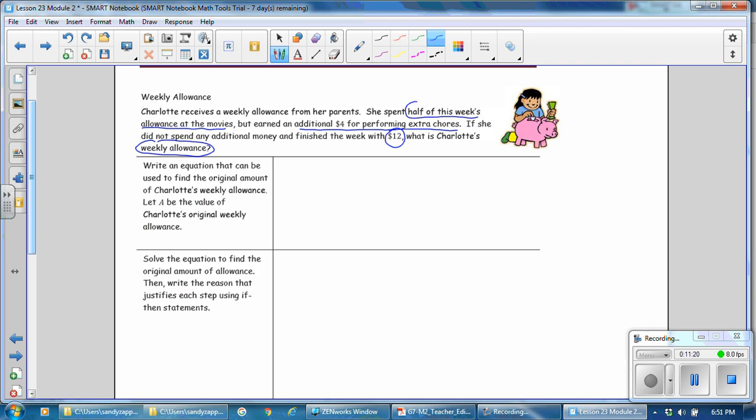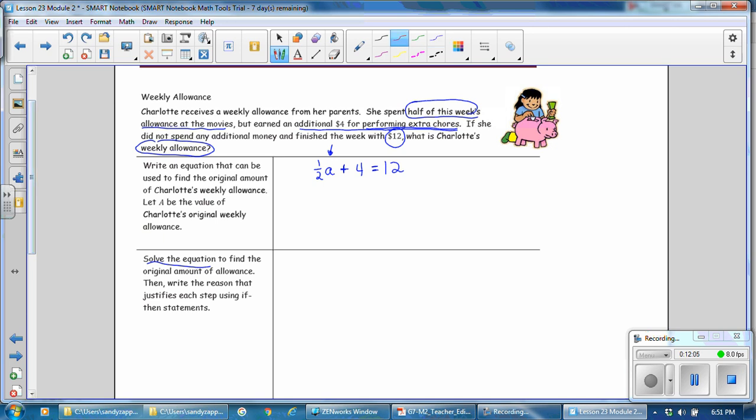Let A be the value of Charlotte's original weekly allowance. So we know that she spent half of her allowance at the movies, so half of her allowance is left over. Half of the allowance plus the $4 that she earned doing the extra chores adds up to the $12 that she still has. So now we want to solve the equation to find the original amount of allowance.